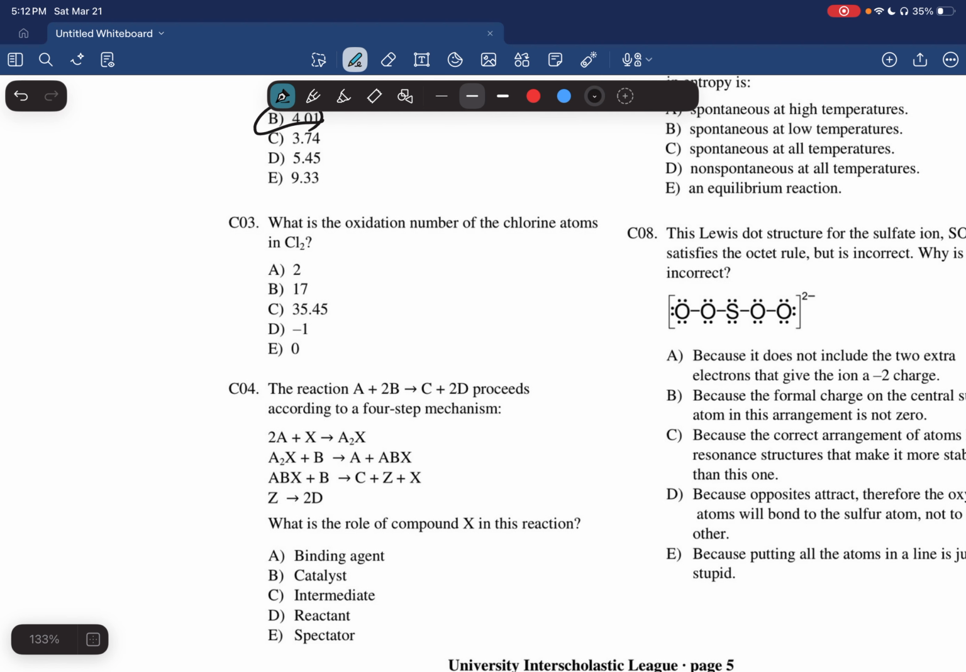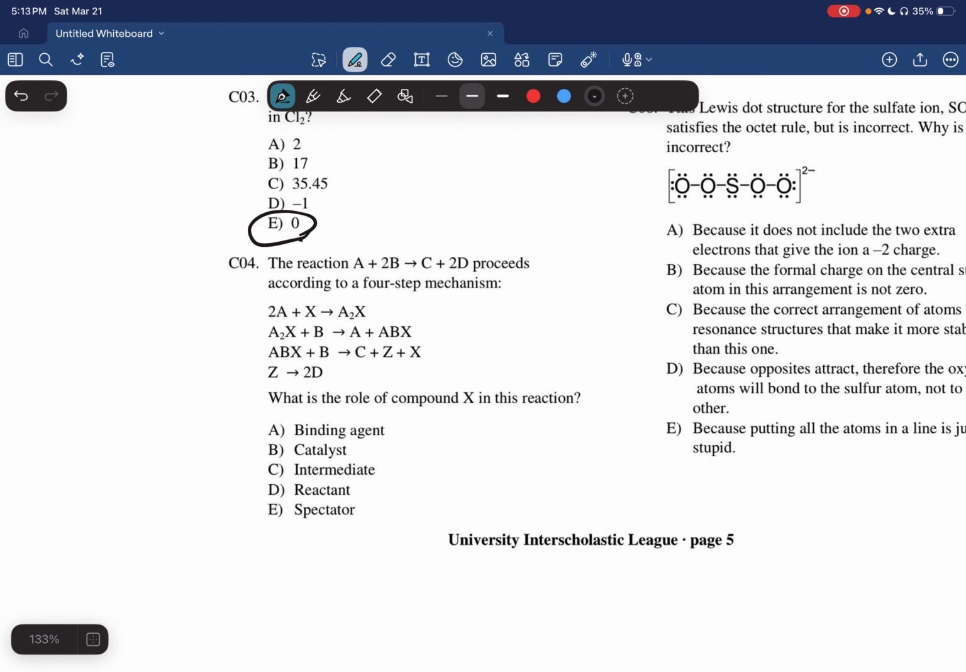So the next question is asking, what is the oxidation number of chlorine atoms in Cl2? So you should know that any element in its pure elemental form has an oxidation number of 0. So the answer choice here is E. Now you might see Cl2 and think that's not a pure elemental form, but chlorine is actually a diatomic element, meaning it comes in pairs of 2. And so it's sort of just a definition question, but you should know that any element in its pure elemental form has an oxidation number of 0.